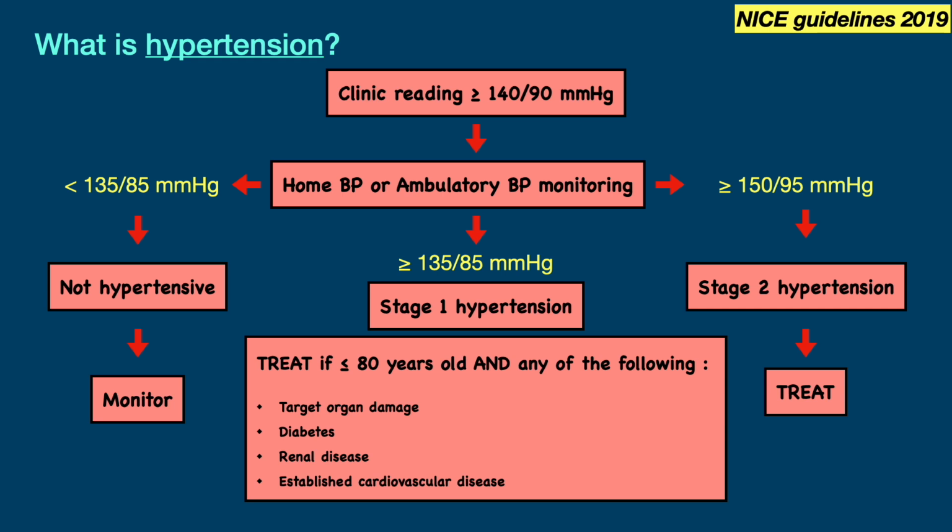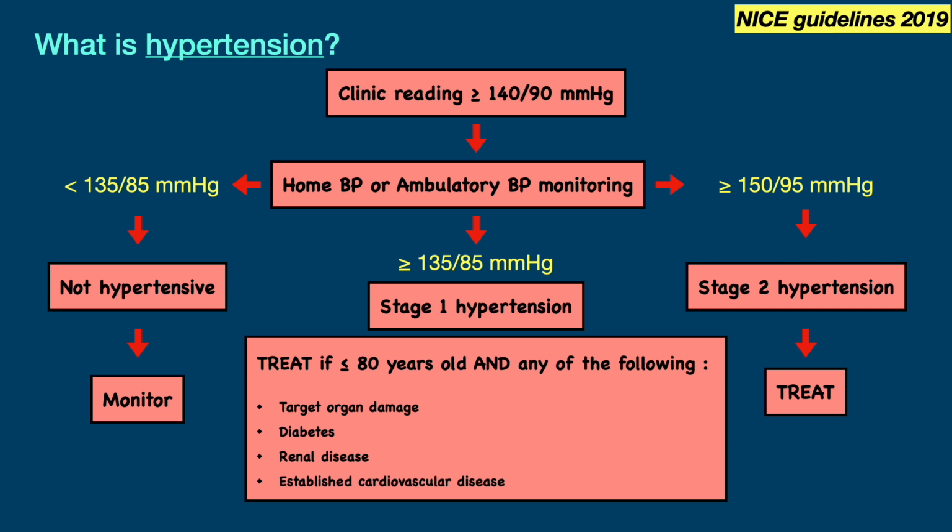NICE suggests offering ambulatory blood pressure monitoring or home blood pressure monitoring to any patient with a blood pressure of 140 over 90 mmHg and more. If the blood pressure is more than 180 over 120 mmHg, admit the patient for specialist assessment if there are signs of retinal hemorrhage or papilloedema, which is a sign of accelerated hypertension, or life-threatening symptoms such as new onset confusion, chest pain, signs of heart failure, or acute kidney injury.